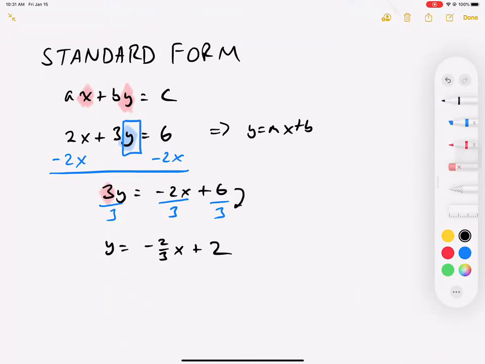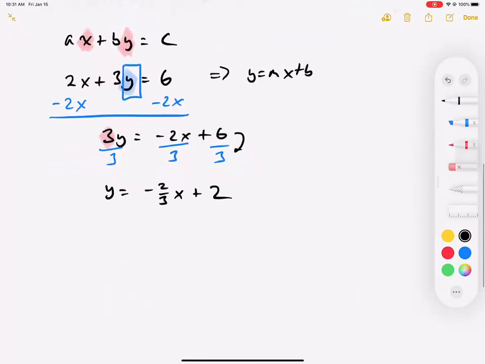Great. Once we're in slope-intercept form again, we can graph this pretty quickly. Please tell me what the slope is, and please tell me what the y-intercept is for this problem. The slope is negative 2 over 3, and our y-intercept is 2. The cool thing again, that y-intercept tells us the first point we have to graph.